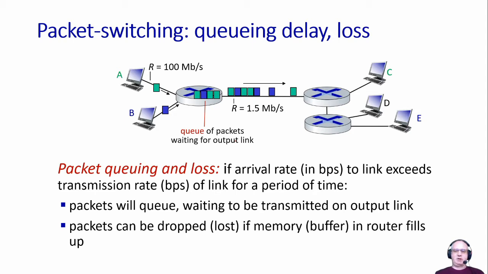Besides transmission delay, there are other sources of delay that contribute to end-to-end delay that are important to understand. A key source of delay is called queuing delay. Let's see how that comes about.